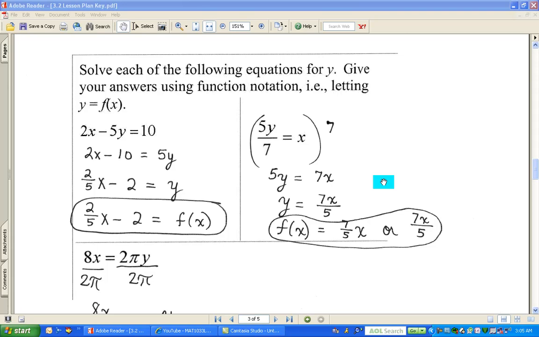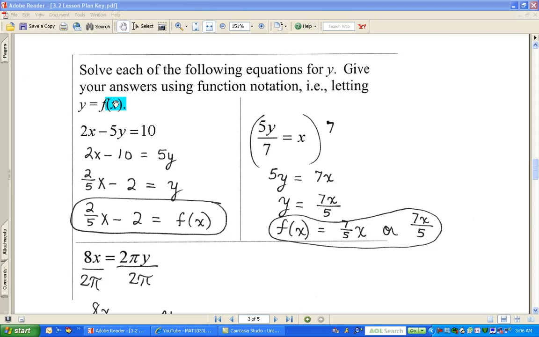Okay, ladies and gentlemen, we are continuing with section 3.2. I'm going to call this video 3.2 part 2. Notice the directions. So first part, solve each of the following equations for y. And then what you're asked to do is to give your answers using functional notation.